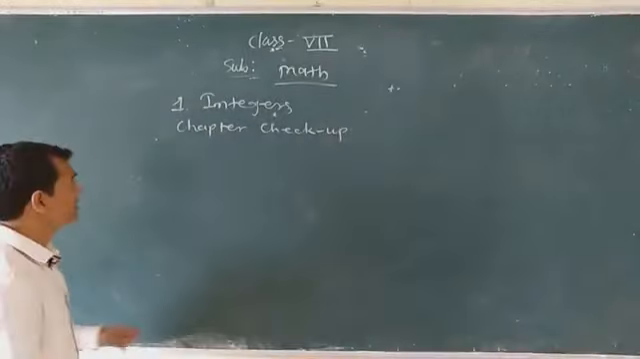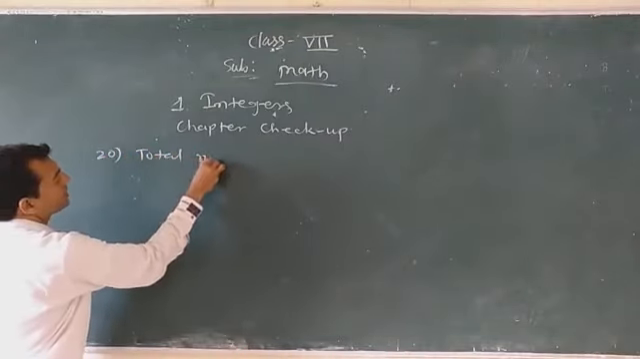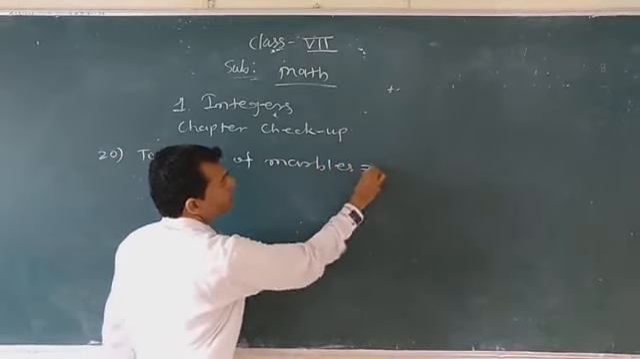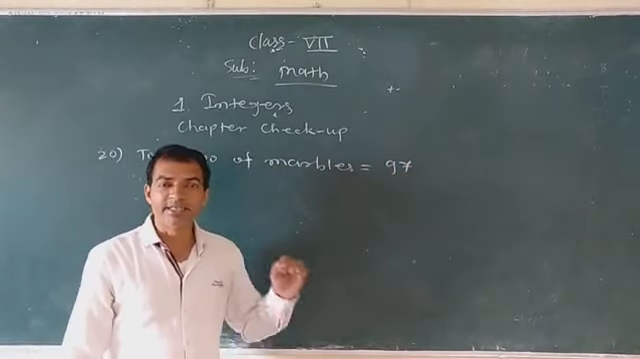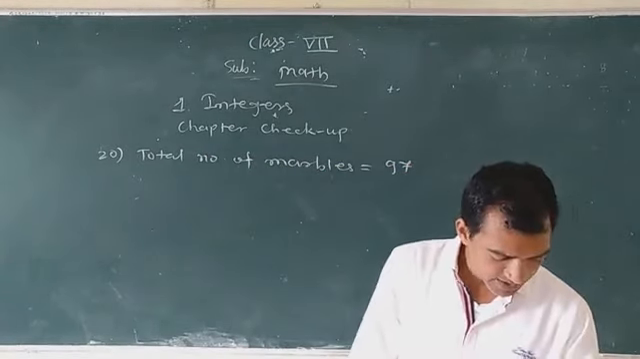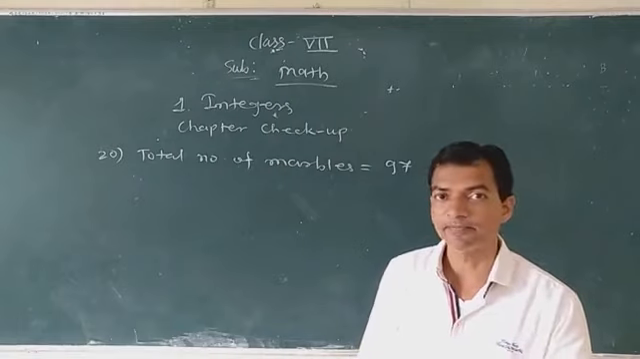Total number of marbles that you have to find. Total number of marbles, that is how many? 97. Total number of marbles 97. Then what is given here? Geeta came and took 37 marbles away.